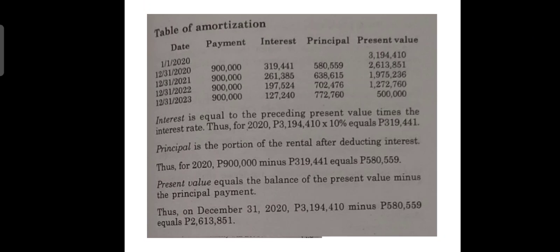The gross rentals, 900,000 times 4, is equal to 3,600,000. The residual value, whether guaranteed or unguaranteed, is 500,000, and the gross investment is 4,100,000 pesos. Cost of machinery, or the net investment, 3,194,410 pesos, and the unearned interest income is 905,590 pesos. And here's the table of amortization. Just see the illustration na lang guys ha.